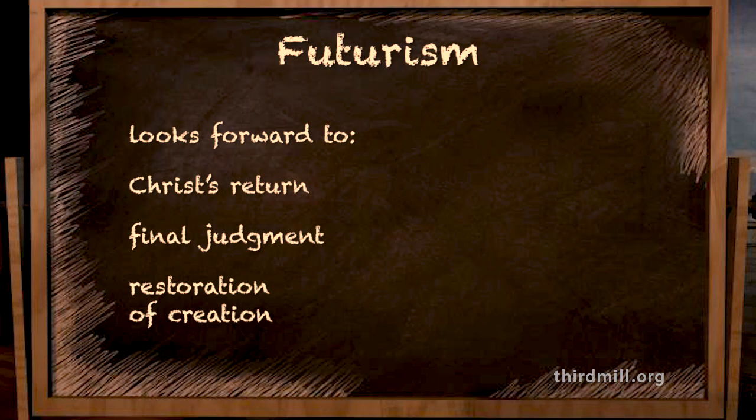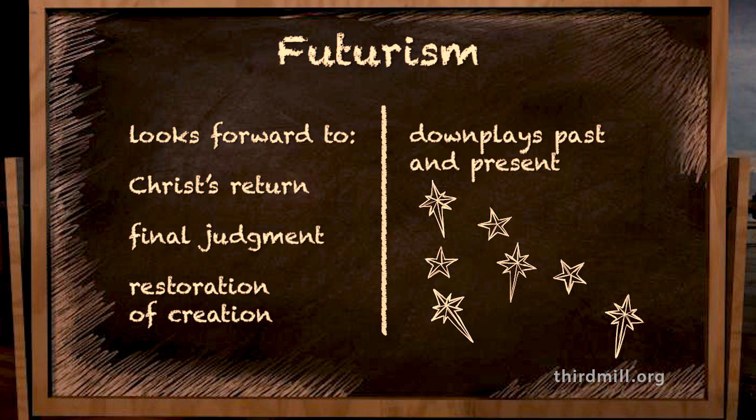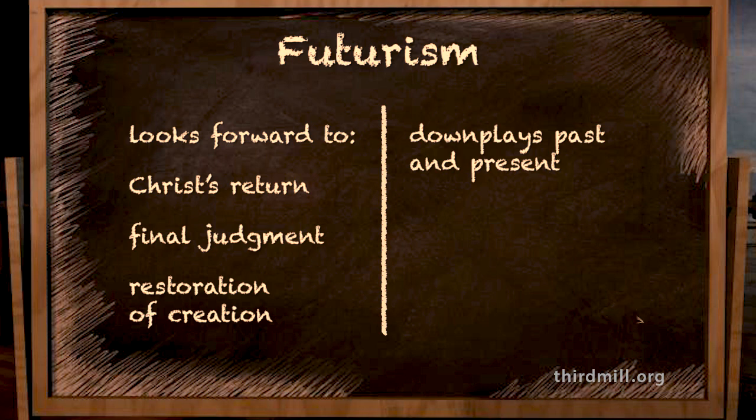But despite these valuable contributions, futurism overlooks the ways the book of Revelation spoke to its original audience. In fact, it tends to downplay applications by generations other than the last generation before Christ returns. Even though John mentioned seven ancient churches by name and addressed each of them specifically, it would be difficult for the seven churches mentioned in chapters 2 and 3 to believe that this book wasn't written with their situation in mind. In this way, futurism tends to make the book of Revelation appear largely irrelevant to most audiences throughout history.